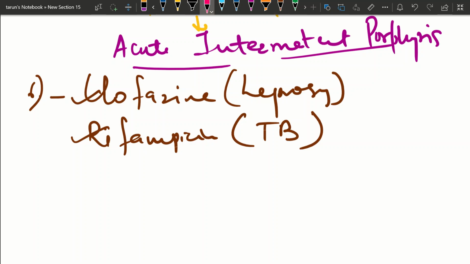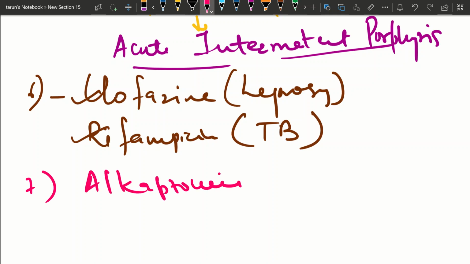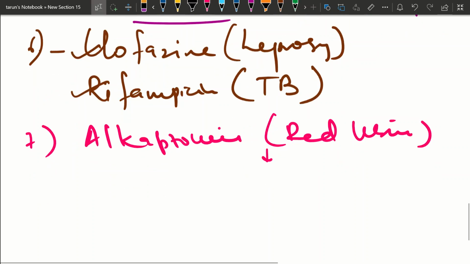Now there is one more condition which is known as alkaptonuria, and it can also cause red colored urine because of the presence of homogentisic acid.